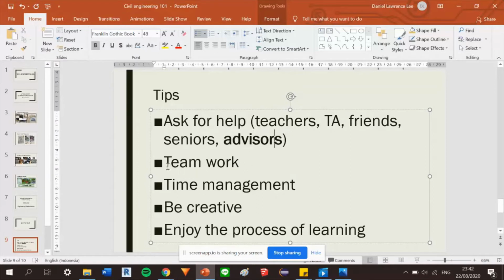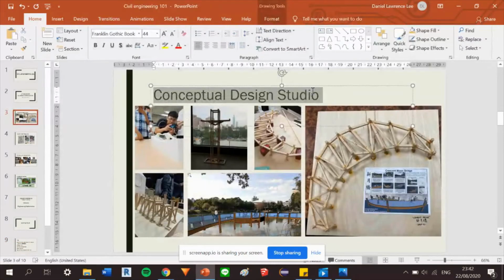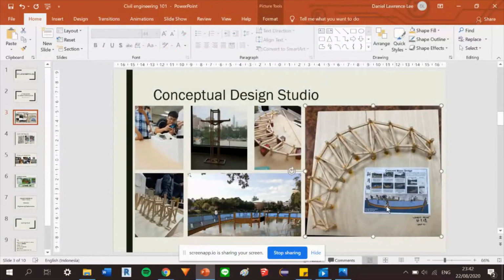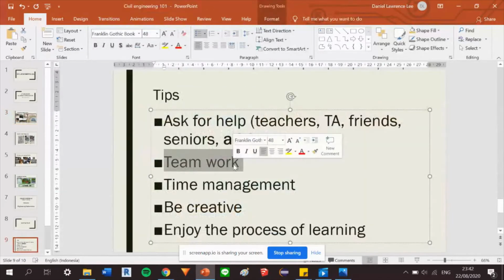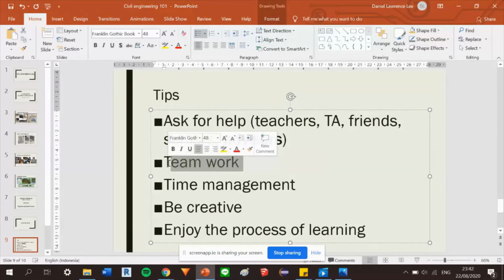And then the next one is teamwork. In the first semester, you're gonna have, for example, conceptual design studio. You will be divided into groups of like 3 or 4 students. So in here, teamwork is very important to achieve the goal together. So it's not about competition or something like that, but you need to work together with other people, right?